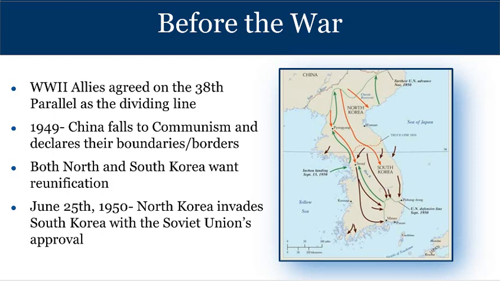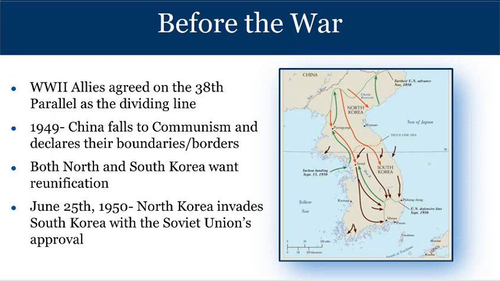The North wants all of Korea to be one country and to be communist. The South wants Korea to be all one country and to be democratic. There's a lot of tension between both sides. Then in June of 1950, North Korea crosses the 38th parallel and attacks South Korea. So North Korea is the aggressive party.